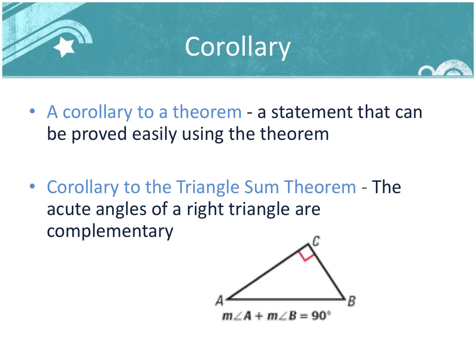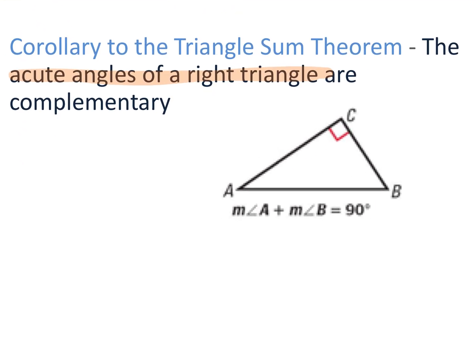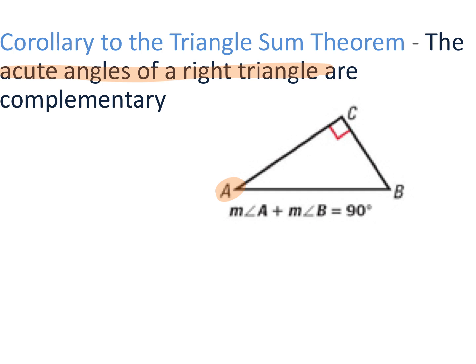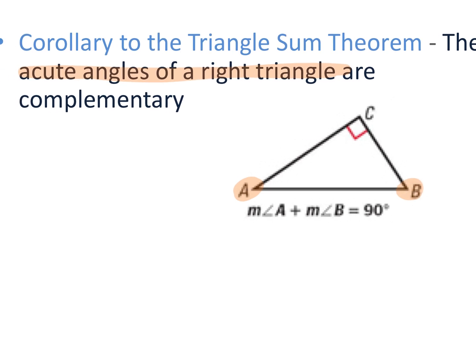All right, corollary. A corollary to a theorem: a statement that can be proved easily using the theorem. That's fine, but I just need you to look at the second one. Corollary to the triangle sum theorem. So pay attention to what it's saying. It says the acute angles of a right triangle. So looking at this right triangle down here, my acute angles are going to be A and B. Those acute angles are complementary.